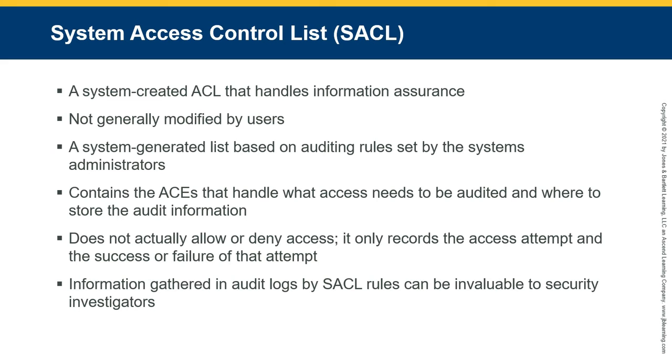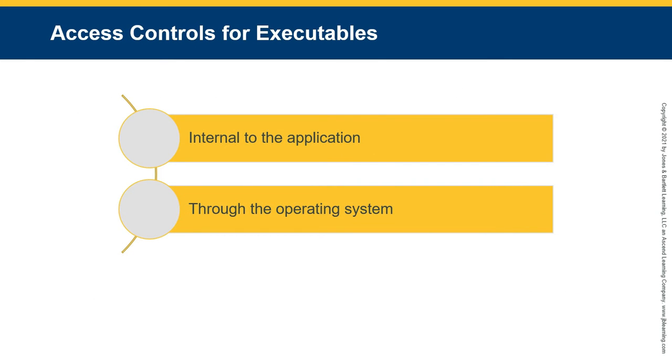It only records the access attempts and the successes or failures of those attempts. Information gathered in audit logs by the SACL rules can be invaluable to security investigators. Access control executables are internal to the application, through the operating system.